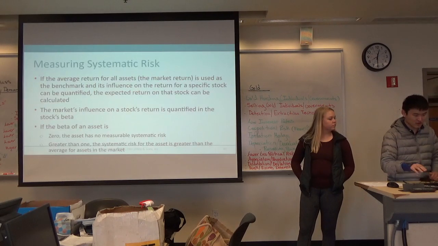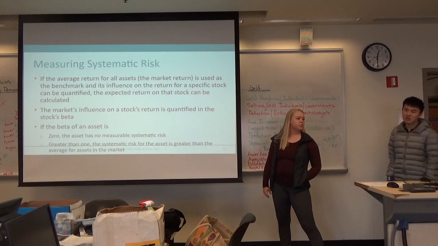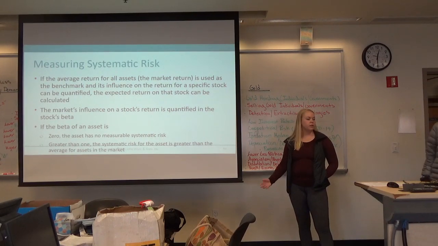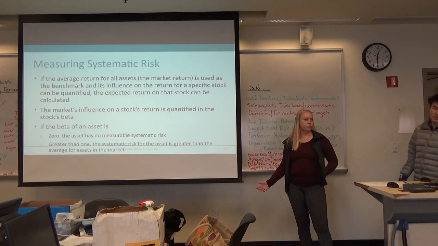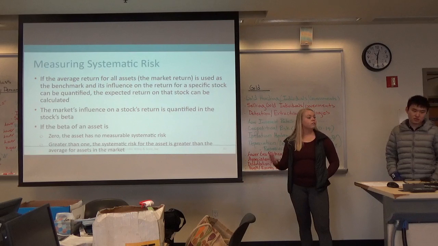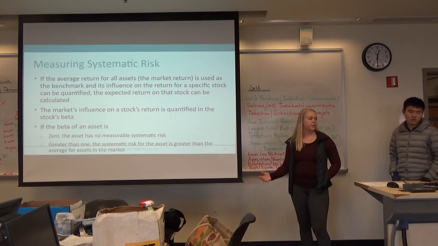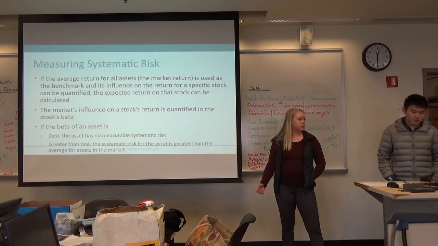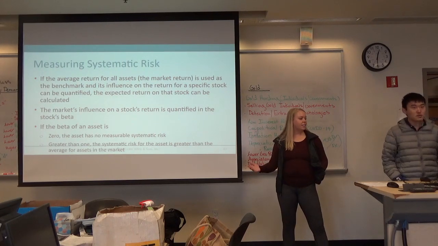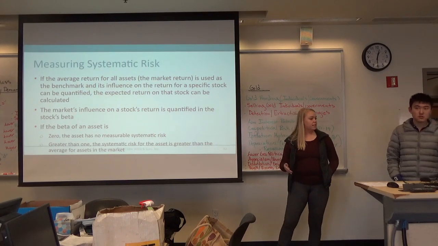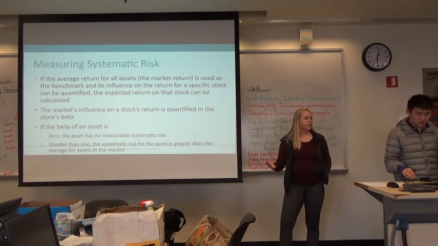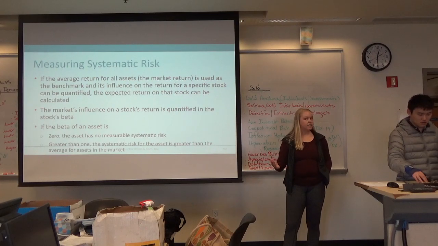These are some diagrams. So we want to measure the systematic risk. The average return of all the assets is used as a benchmark, and its influence on the return for a specific stock can be quantified. The expected return on that stock can actually be calculated. So the market's influence on the stock's return is quantified in the stock's beta. If the beta of an asset is 0, the asset has no measurable systematic risk; if greater than 1, the systematic risk for the asset is greater than the average for assets in the market.